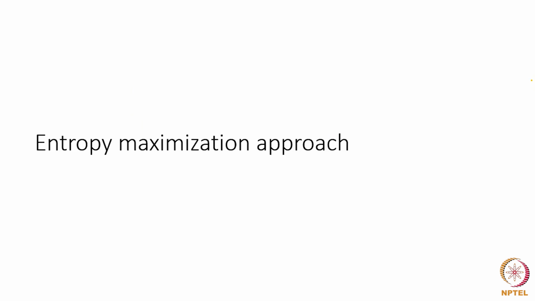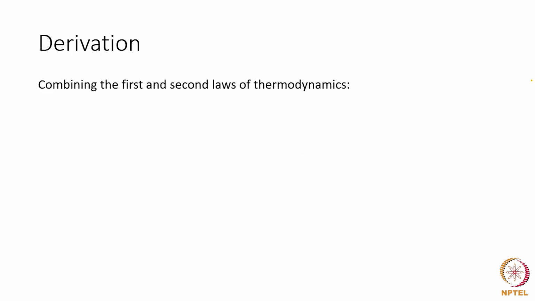We will now illustrate arriving at the reaction equilibrium condition using an alternate method, namely the entropy maximization approach. Through this, I also want to show you that we can take two different approaches and arrive at the same equilibrium condition. The derivation is as follows. We combine the first and second laws of thermodynamics to write dU is equal to TdS minus PdV plus the sum over all the species i of mu i dn i. This is the combination of the first and second laws along with the chemical work in the summation here, with as many terms as the number of species.